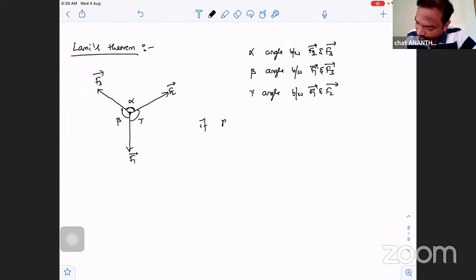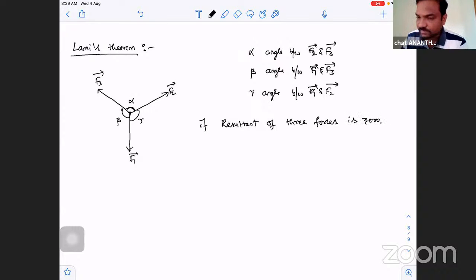Lami's theorem is for only three vectors, not for four vectors. It follows the triangle geometry, so with the triangle also we can do it. If the resultant of three vectors or three forces is zero, I'm writing three forces because we are talking about Newton's laws of motion, but we can write it for three vectors also. That means if they are acting on a particle, the particle will be in equilibrium.